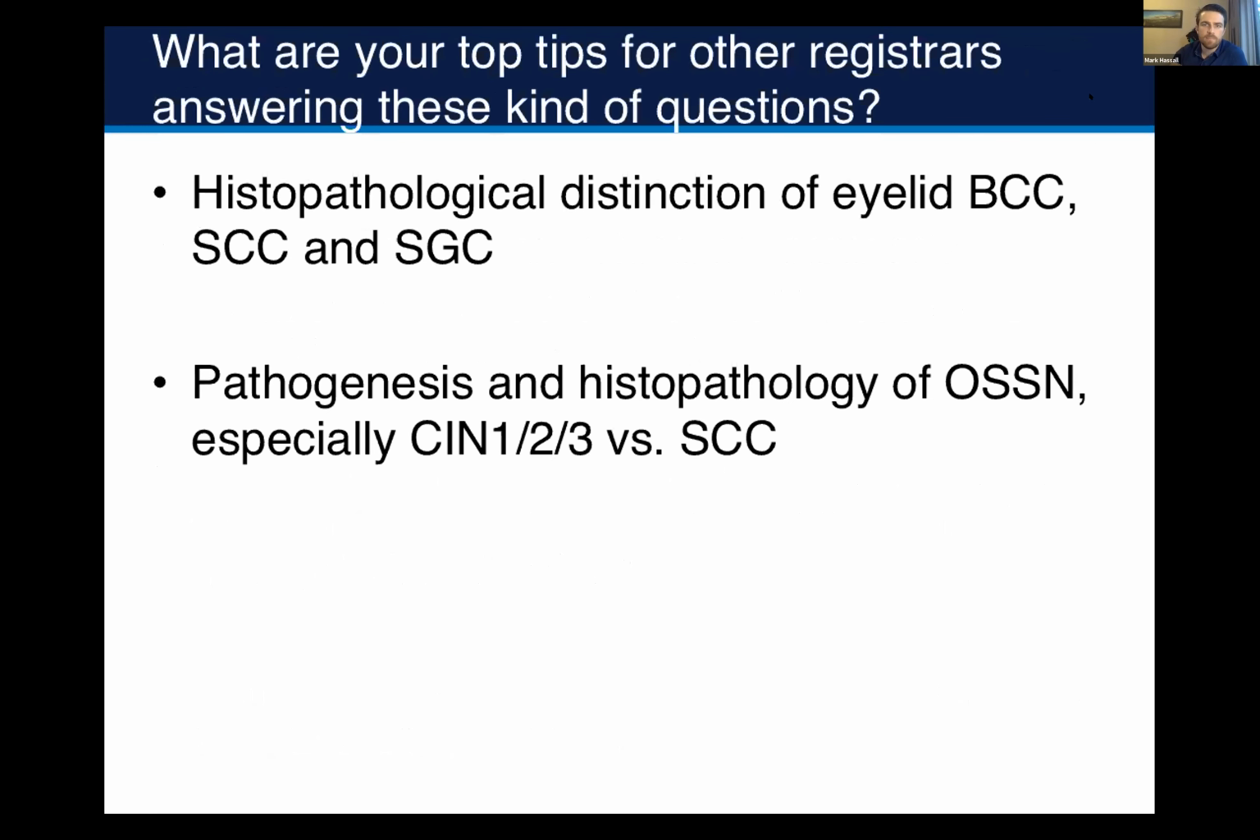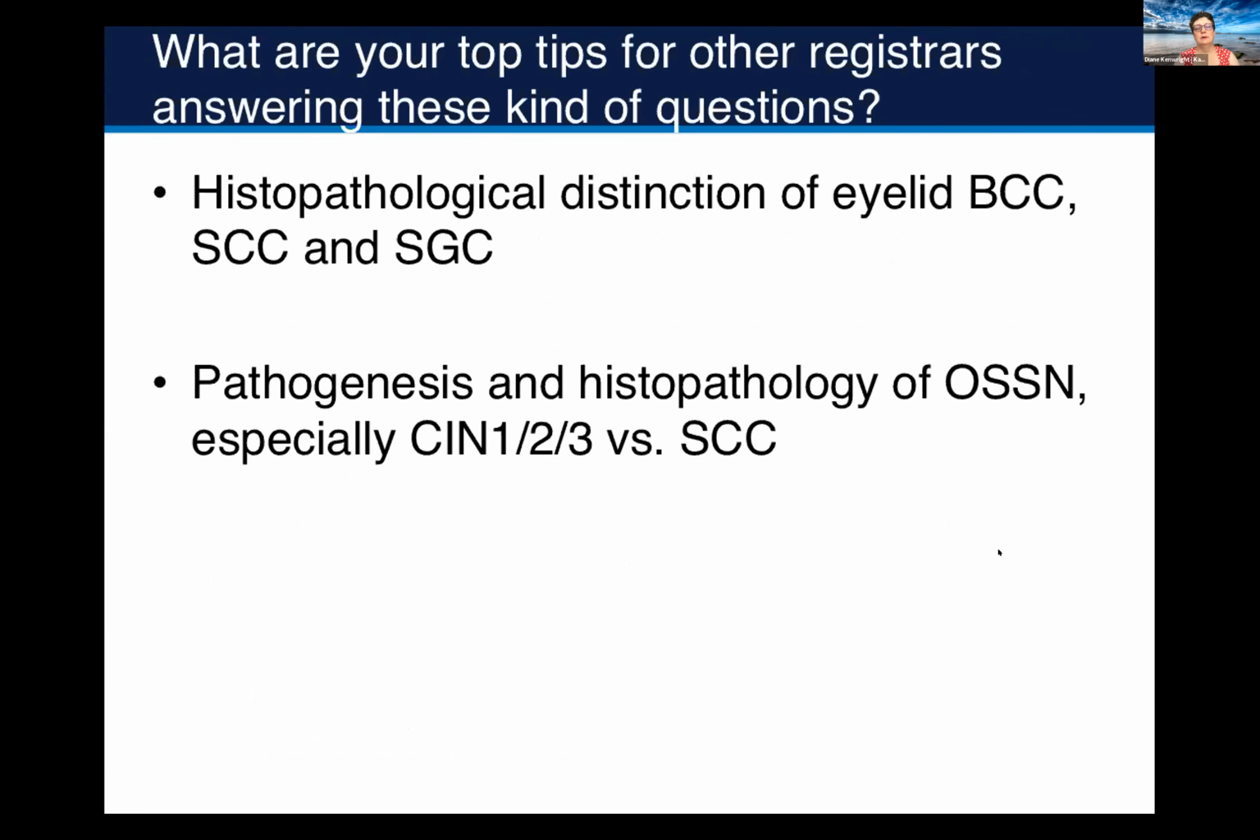So I think really the top points are, can you look down a microscope and distinguish basal cell, squamous cell, and sebaceous gland carcinomas? Because that seems to be a common point that is touched on. And then knowing about OSSN and understanding the distinction between SIN and invasive squamous cell, I thought was also a very common question or common point.